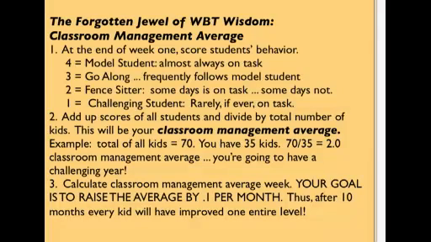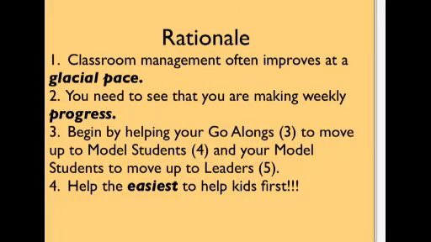Then, add up all the scores and divide by the number of kids. So if you have 70 points and you have 35 kids, your classroom management average is 2.0. They're a bunch of fence sitters. Every week, calculate the average. Your goal is just to raise it by 0.1 a month, which means after 10 months, every kid will improve a whole level. This is really crucial for us because we need to know if we're getting anywhere. Classroom management often improves at a glacial pace. You need to see that you're making weekly progress.